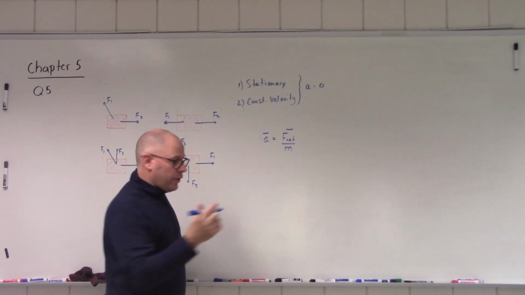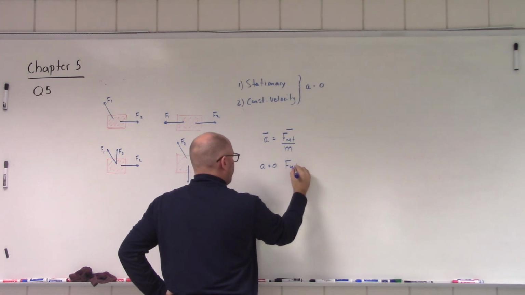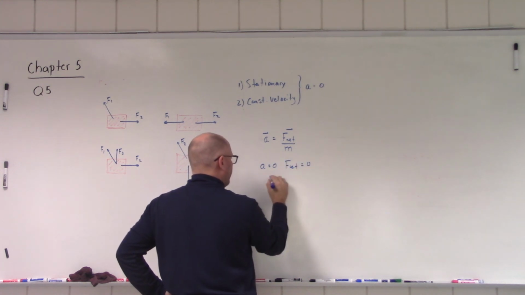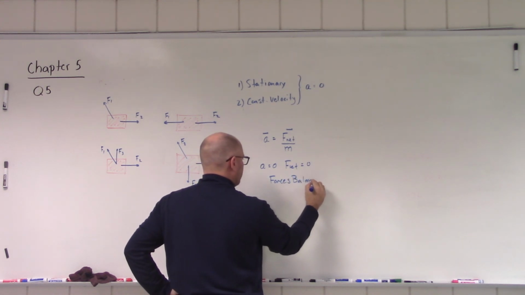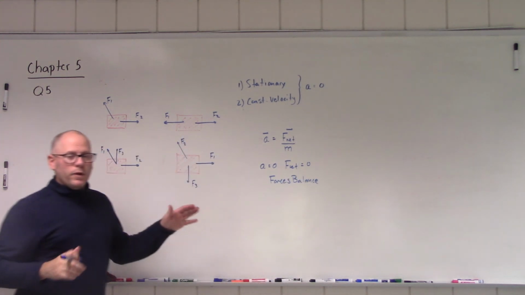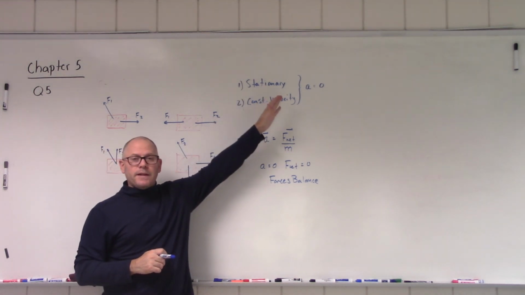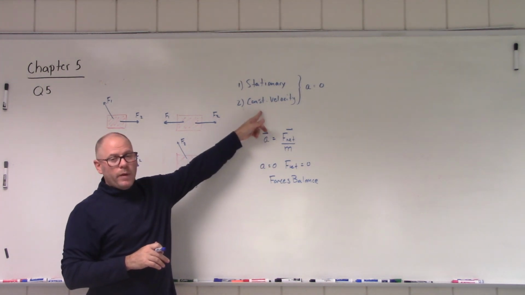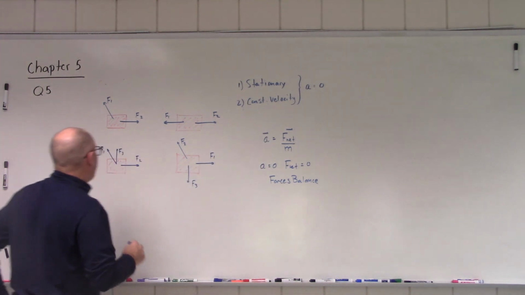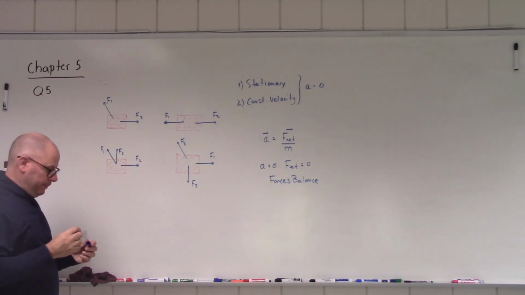And if that's true, basically what we're saying is that acceleration is 0, net force is 0, and then the forces balance. So if the forces balance each other out, then we're going to have 0 acceleration. Now that could mean that the velocity is constant, or that it's not moving at all, but either way the acceleration is equal to 0. So is there any way for these two forces to balance? And the answer is no.